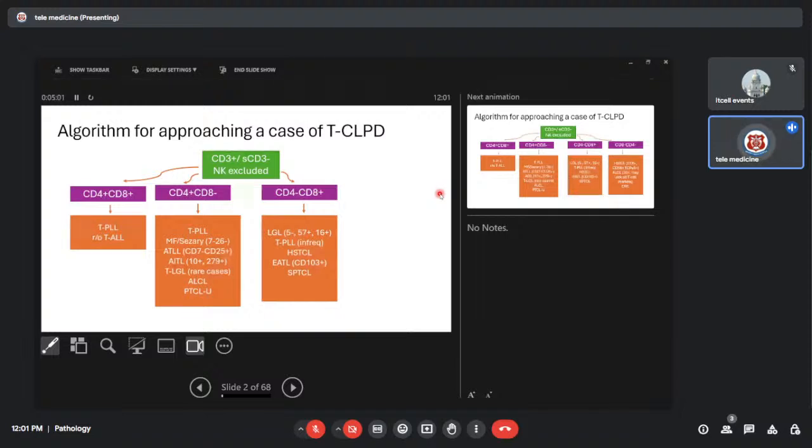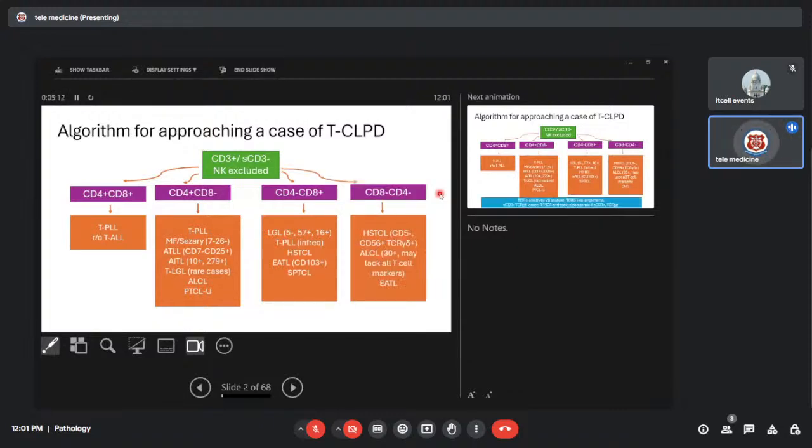Now, how frequently do you get SPTCL on flow? You will not get it if you are doing only peripheral blood and marrow. You will only get it if you are analyzing the mass that they produce, so only the cutaneous lesion. Otherwise, no. Then in the double negative group, you have hepatosplenic T cell lymphoma, anaplastic large cell lymphoma.